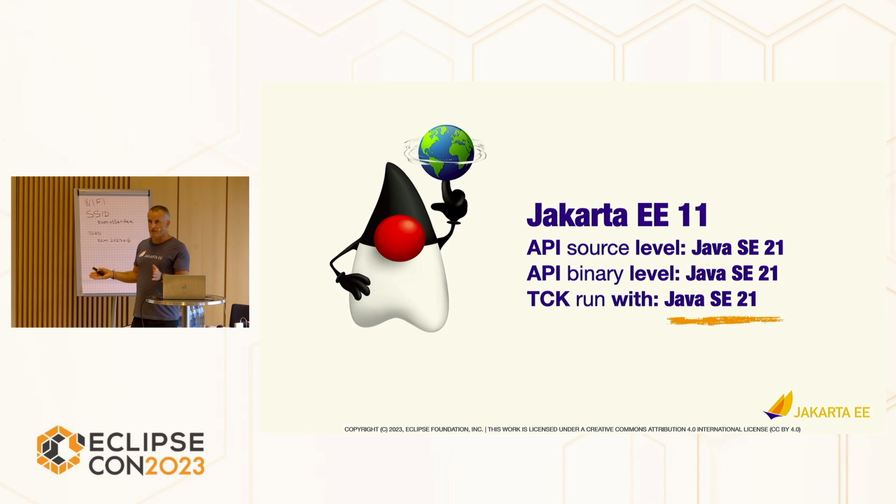One of the most important things we do with Jakarta EE11 is to up the Java SE level. So we compile all the APIs on Java 21. And we set the minimal level to run the TCKs on 21. This is for us to be able to use the Java 21 features in the specifications going forward.